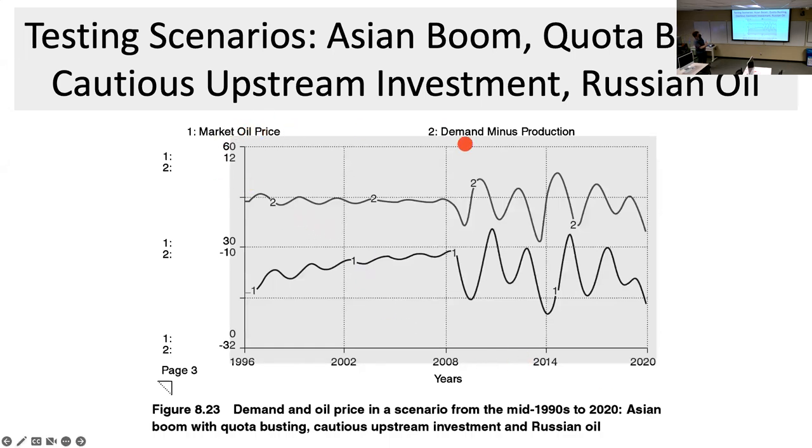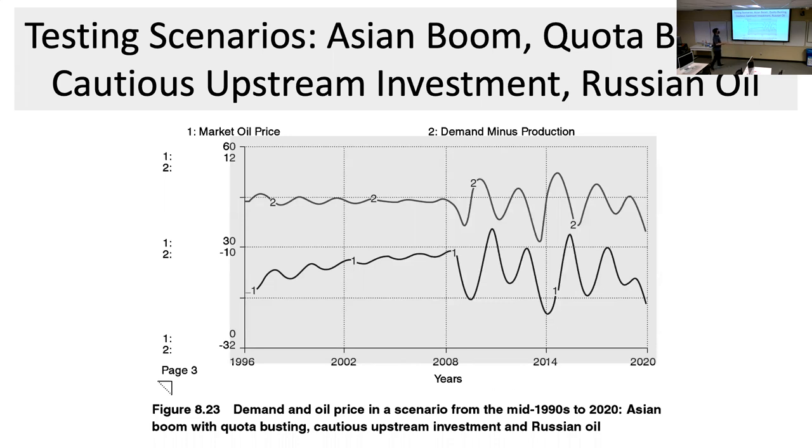where this is market oil price and demand minus production. Market oil price is line one. It's rising a little bit and then it starts oscillating. And demand minus production, that's this line up here. It's pretty constant, so there's a constant difference between demand and production, and then it oscillates. Those two things are related here. This happens without changing any sliders or whatever, so this is just a natural effect of the model.